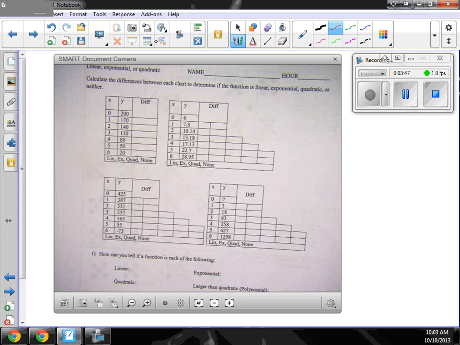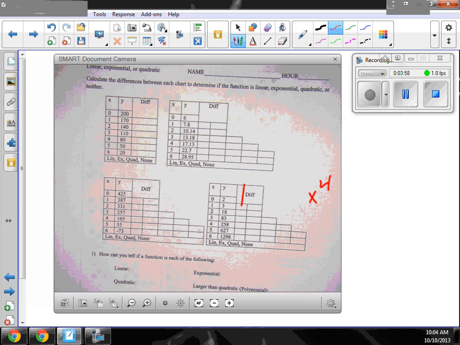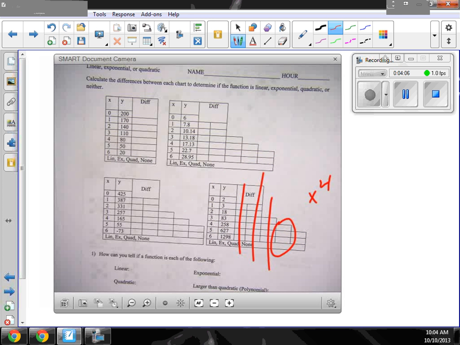What did you find out about the fourth one? It's neither. Did you figure out what type of polynomial it is? X to the fourth. So my first difference didn't work, my second and third differences didn't work, but that fourth difference matched. Now writing an equation for a fourth difference is something we're not even going to talk about.